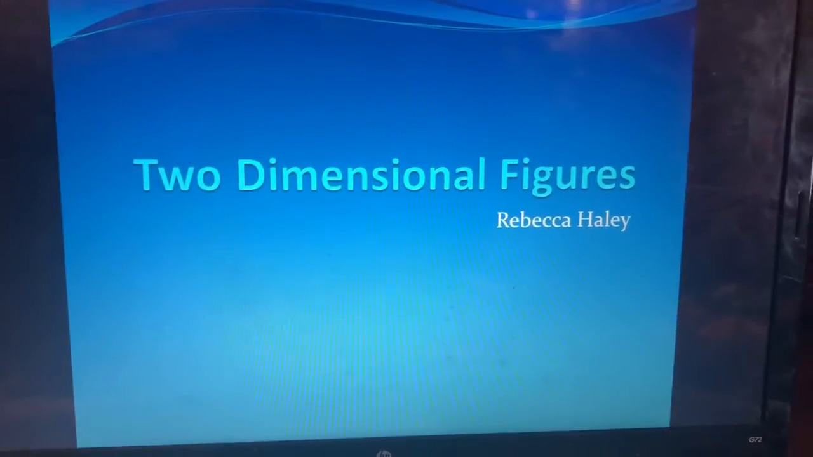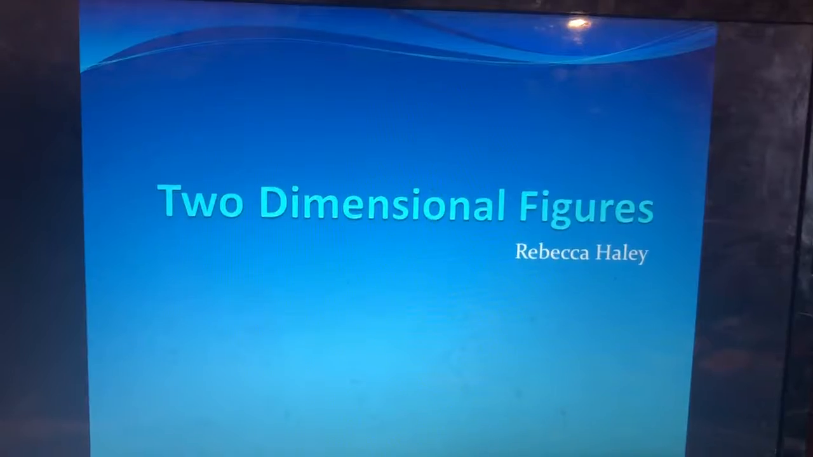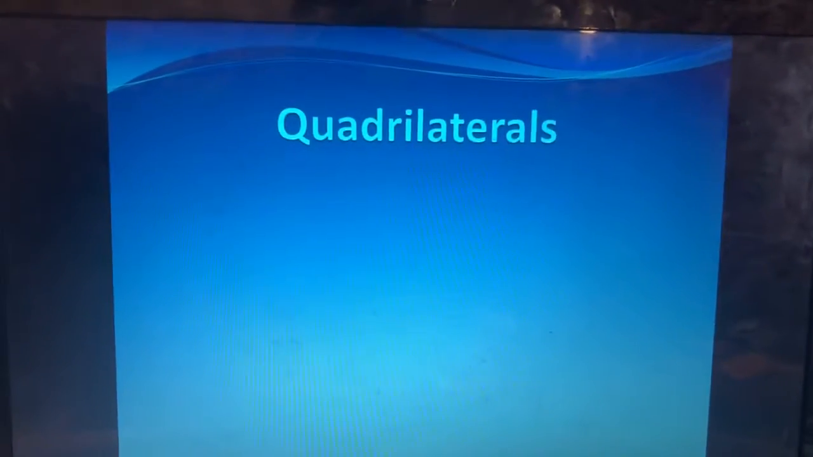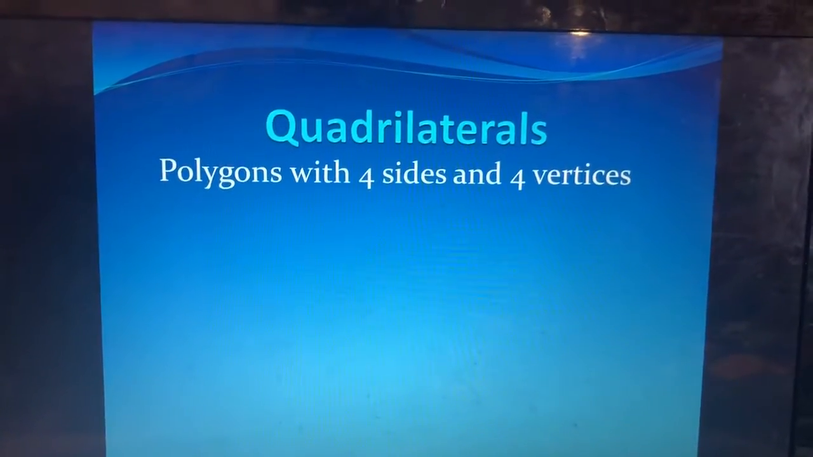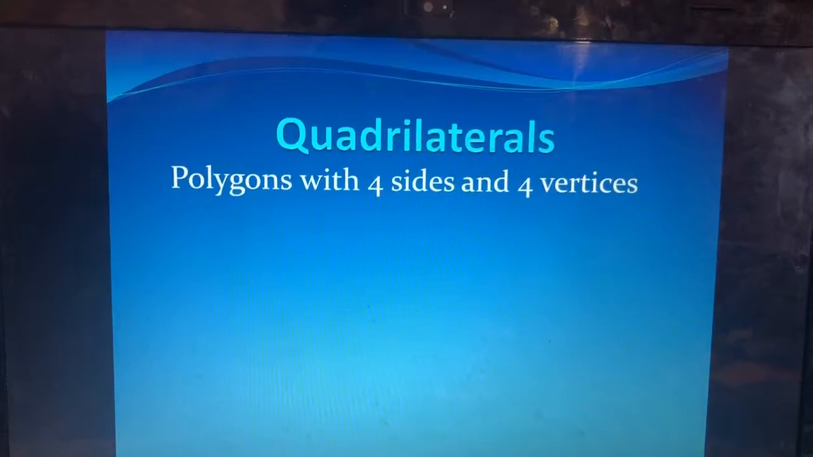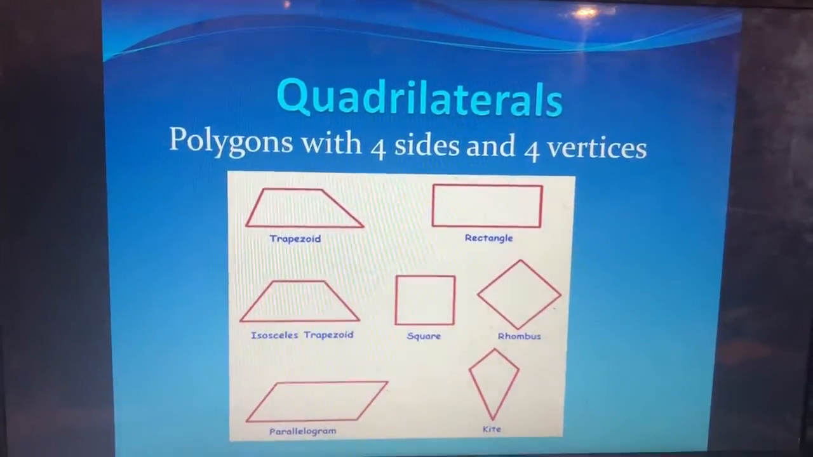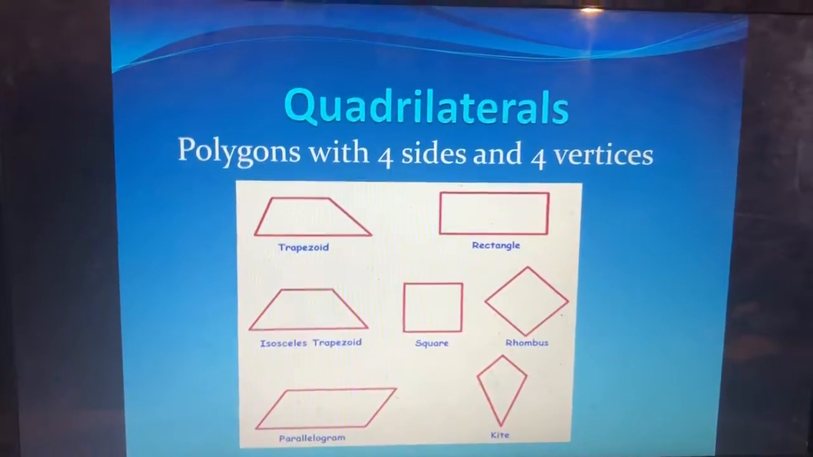Today's lesson, we will look at the attributes of two-dimensional figures. When we talk about attributes, it is a way to describe figures. First, we will look at some quadrilaterals. Quadrilaterals are polygons with 4 sides and 4 vertices. And if we look at the picture here, it has several different examples of quadrilateral shapes.